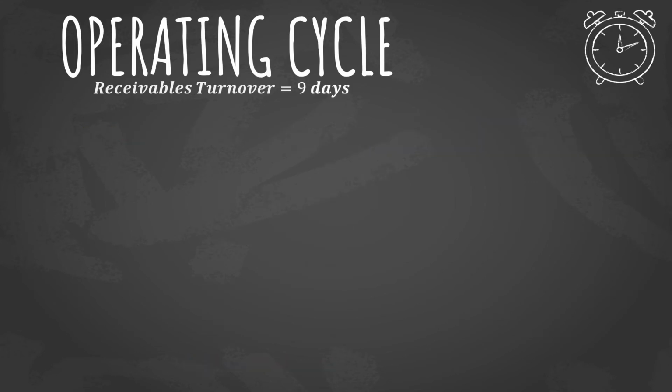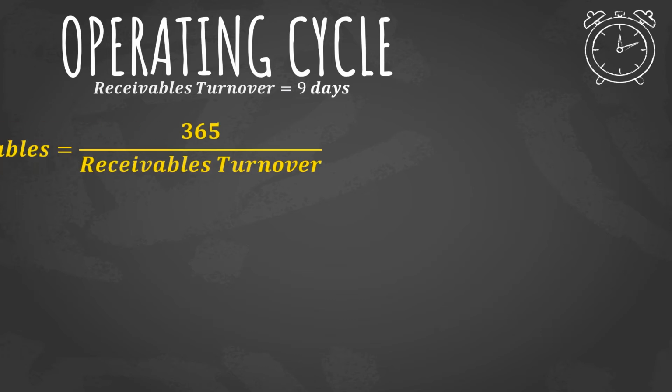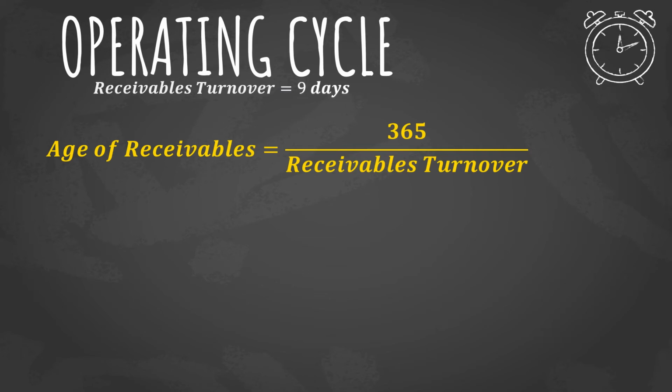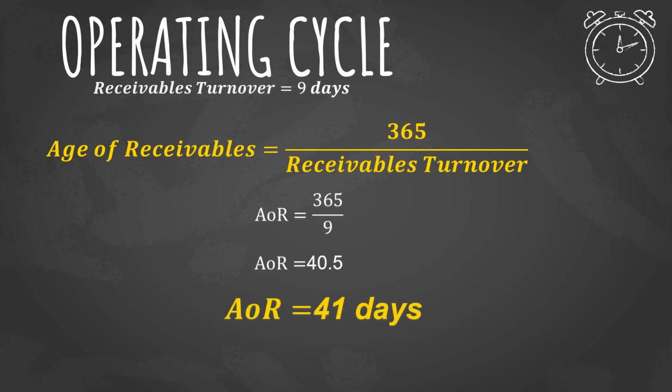So the same with inventory turnover, we have to take note of the receivables turnover in order for us to get the age of receivables. So 365 divided by receivables turnover, which is 9 days, then we'll get the answer 41 days. So our age of receivables is 41 days.